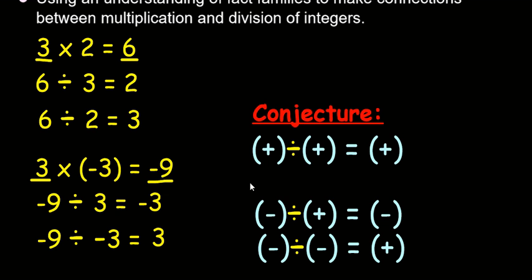Now, the only thing we're missing here is what happens whenever we switch and the positive comes first and then we divide by a negative. Well, we don't have a commutative property of division. You can't just change the order without changing the value. So we're going to have to refer to another multiplication problem.